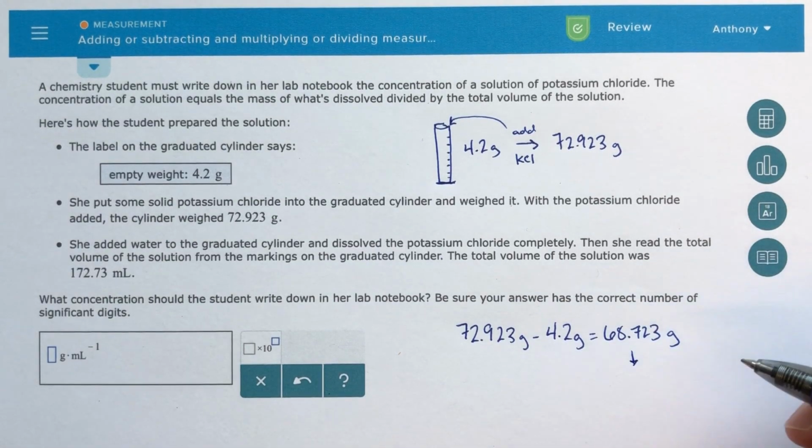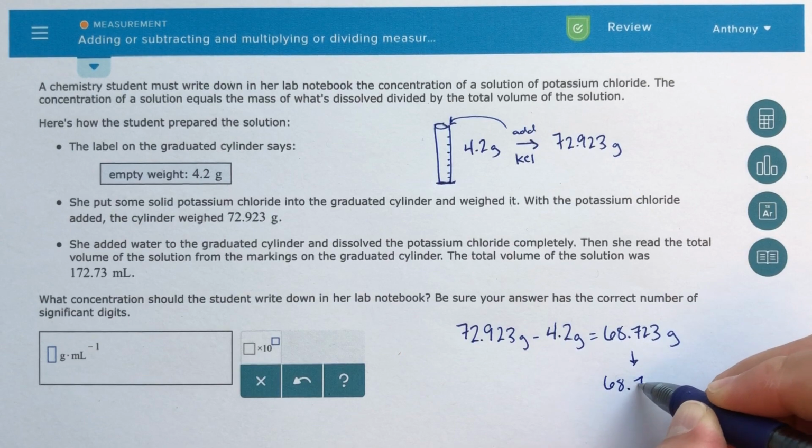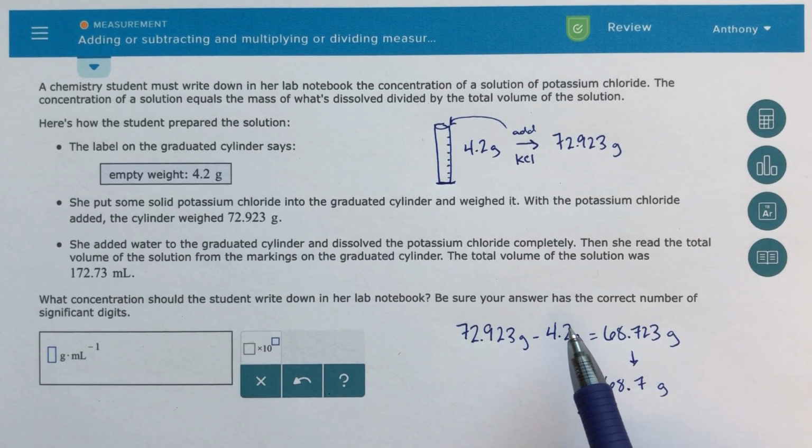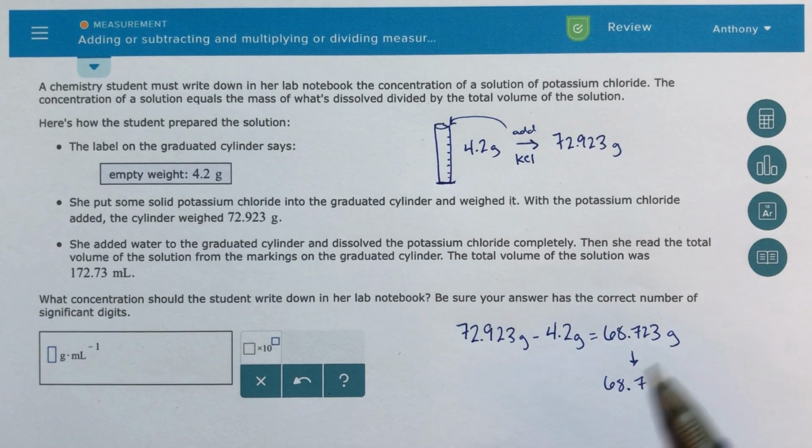So this number here, I'm actually going to round to 68.7 grams. And the reason I'm doing that is because this 4.2 only has one decimal place. This number here, 72.923, has a lot of decimal places, but this one here only has one decimal place. So in my final answer for this question, I should only have one decimal place. Now I can see that this number here has 3 sig figs. If I want to sort of count, this has 5 sig figs. This has 2 sig figs, but when I subtract, I need to follow those decimal point rules. My answer is going to end up with, in this case, 3 sig figs.